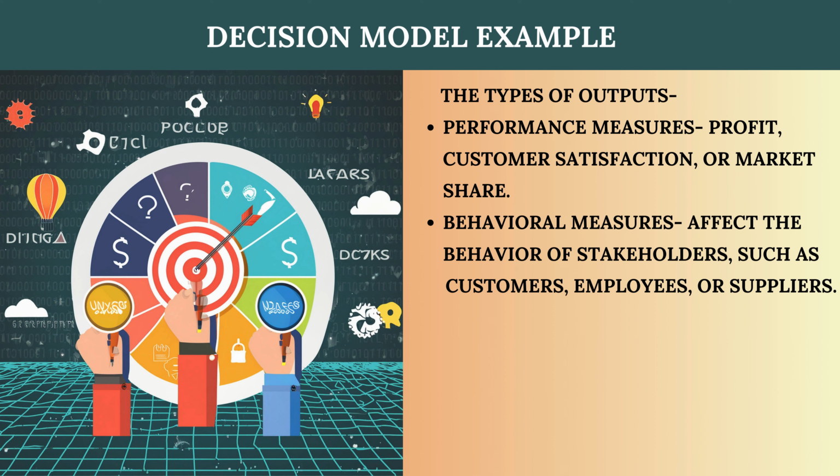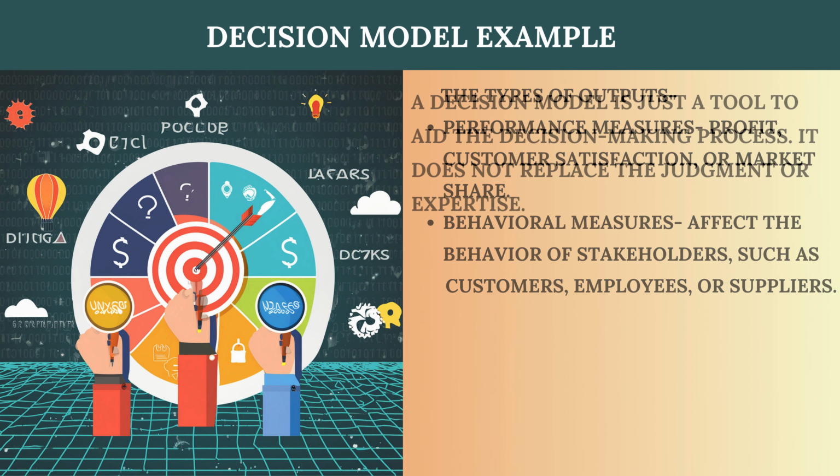suppliers. So, in simple terms, a decision model takes in various inputs like data, uncontrollable variables, and decision variables and processes them to provide outputs like performance measures and behavioral measures. These outputs can then help to make better informed decisions that align with the goals and objectives.